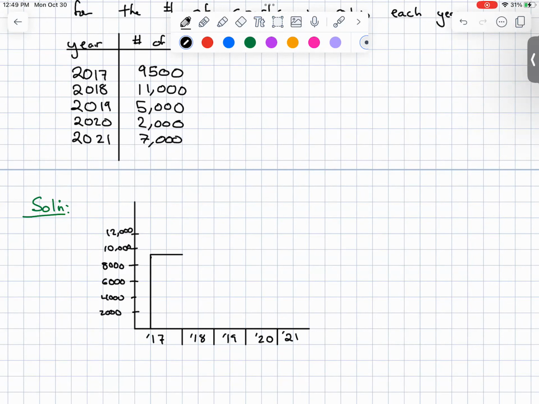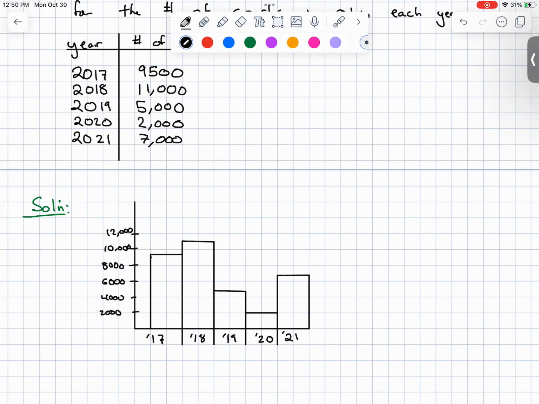2018 was 11,000. So that's right in the middle there. 2019 was 5,000. So halfway between 6,000 and 4,000. Doesn't need to be perfect. Then 2,000 in 2020. And then 7,000, which is halfway between 8,000 and 6,000.